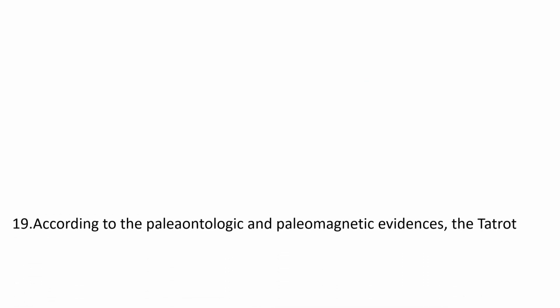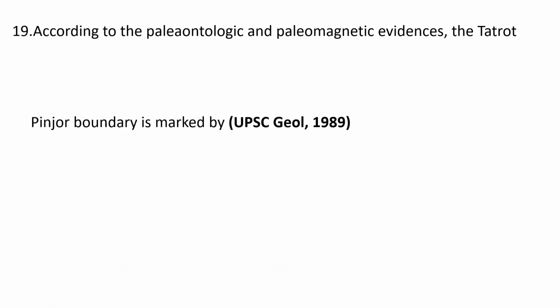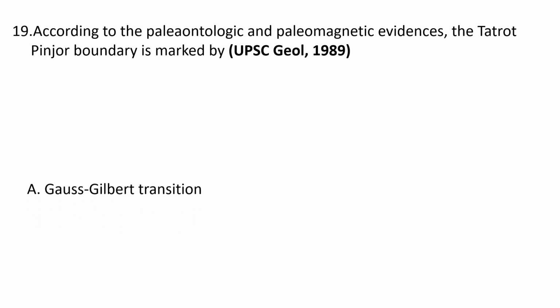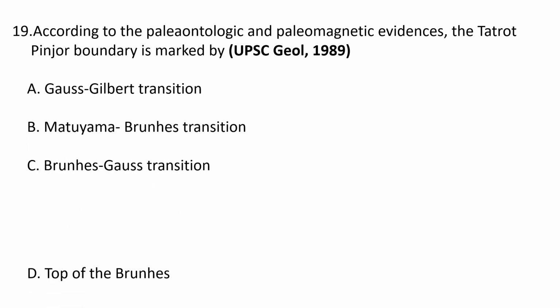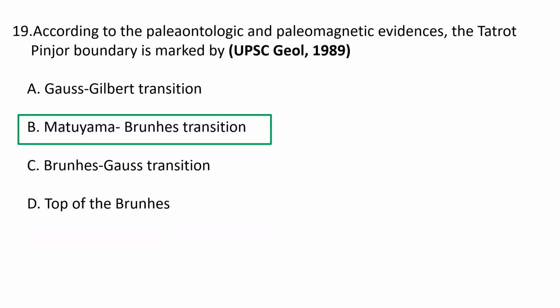Next question. According to the paleontologic and paleomagnetic evidences, the Tatrot-Pinjor boundary is marked by A. Gauss-Gilbert transition, B. Matuyama-Brunhes transition, C. Brunhes-Gauss transition, D. Top of the Brunhes. So, according to paleontologic and paleomagnetic evidences, the Tatrot-Pinjor boundary is marked by the Matuyama-Brunhes transition.